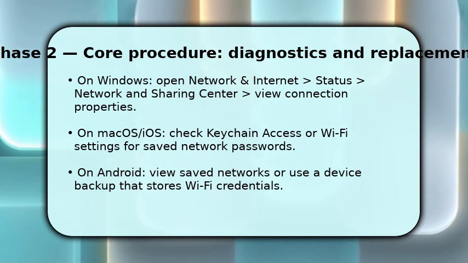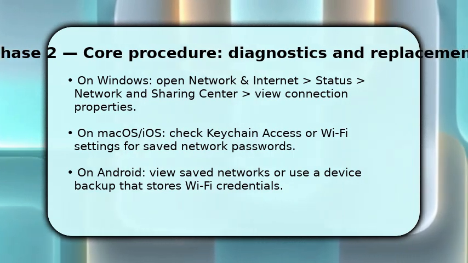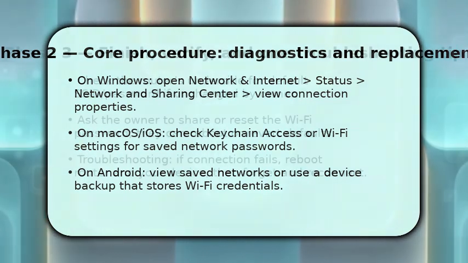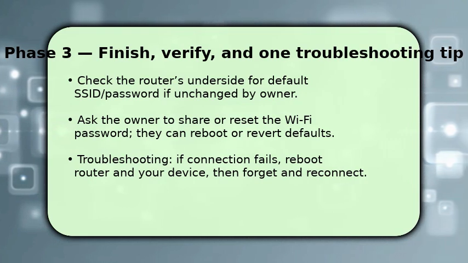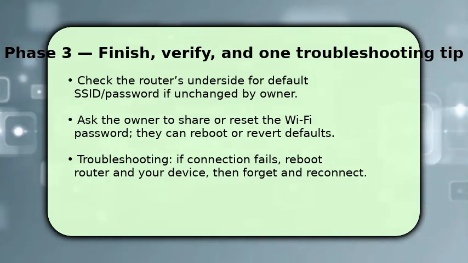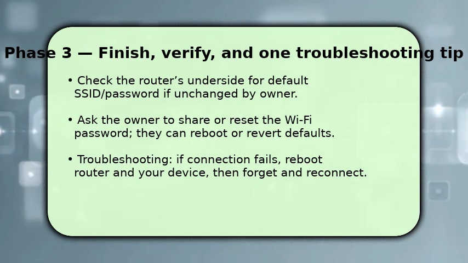Finish by checking the router itself. Many routers list a default SSID and password on the label. Use that only with owner consent. If that fails, ask the owner to read or reset the password or to reboot the router. They can also restore factory defaults if needed.